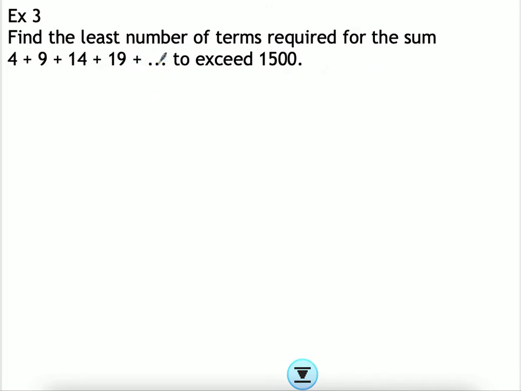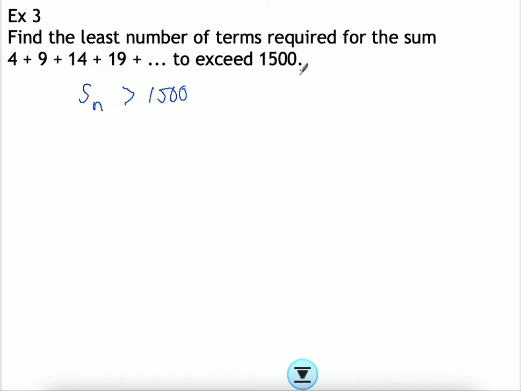And this is really, really clever. Find the least number of terms required for the sum 4 plus 9 plus 14 plus 19, so we can recognise that it's arithmetic, to exceed 1,500. So that's not saying what is the term where it becomes 1,500. It's saying how many terms do we need in order for the sum of them all to exceed 1,500. So we want the sum of them all to be greater than 1,500.